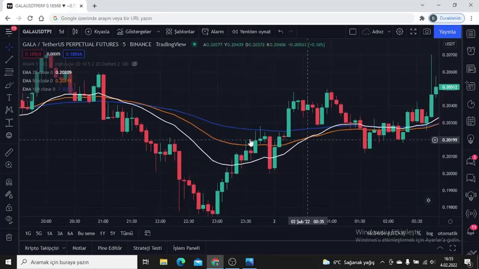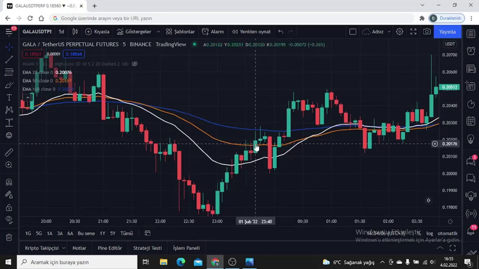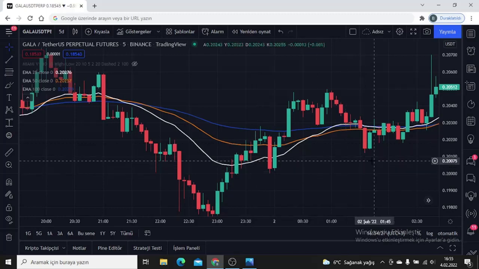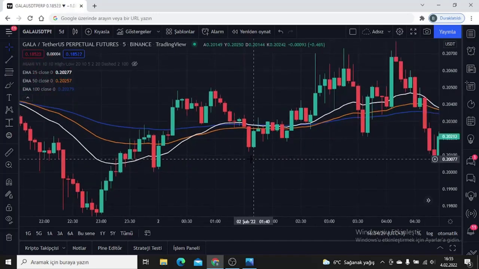As you can see, our logic is actually simple. The 50-day moving average will stay in the middle and there will be a buy signal at the close of the candle above it. When the candle closes below the 50-day moving average, it will create a sell signal for us. So if I say sell, it will stop us.